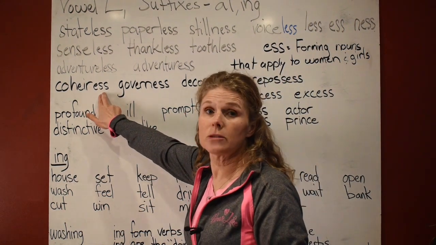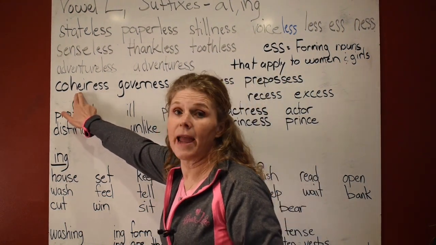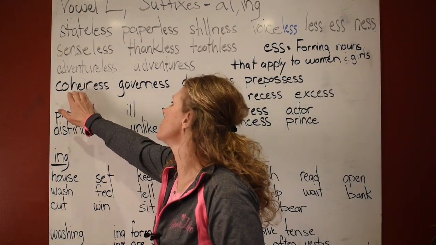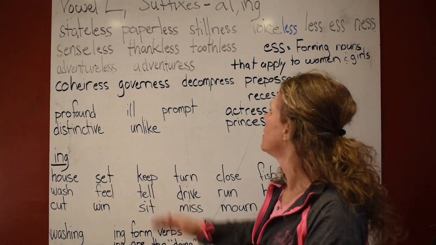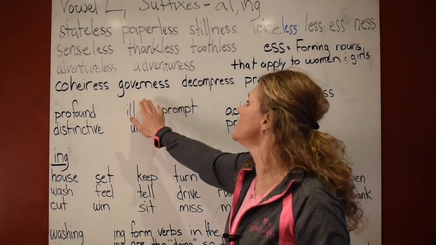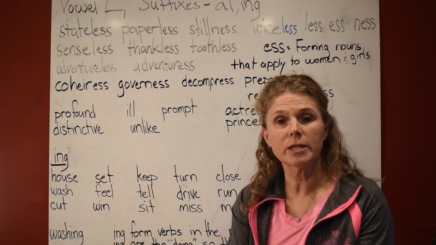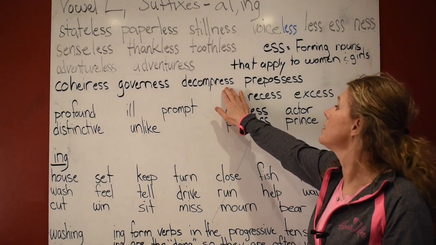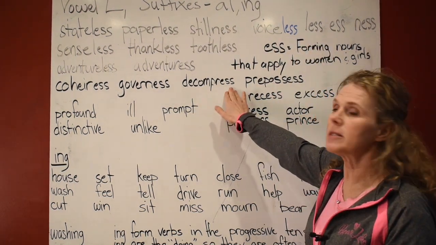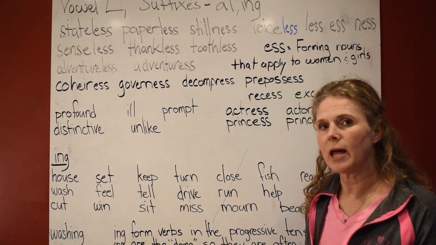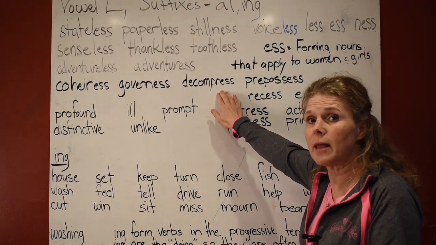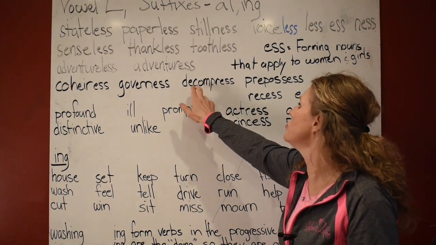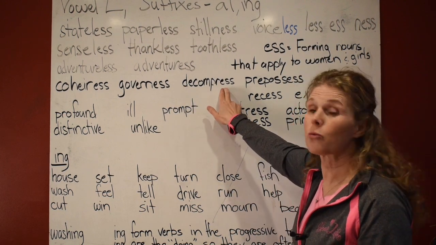Co-heiress. This is a woman. That's an heir. And co means with. So they are heirs with somebody. Governess. So ess, this is a woman that helps govern children in somebody's home. Decompress. See how this could look like your suffix ess? You could think maybe this is a woman, but that's why it's so important for you to study your Latin roots. Press is one of your main Latin roots that is in many, many words. This has two prefixes on this root.